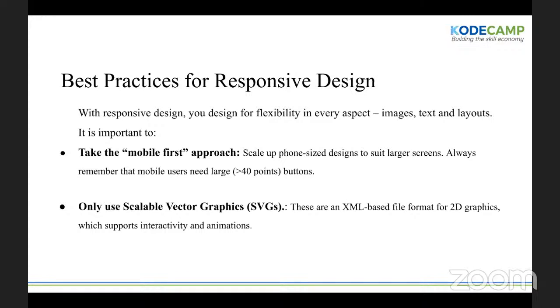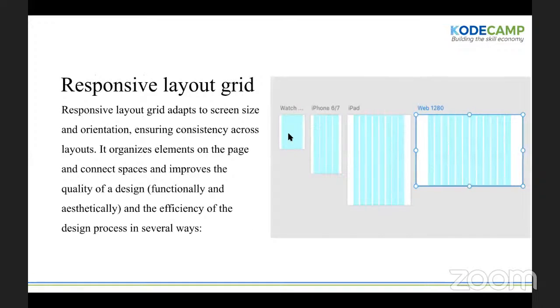So when you're downloading icons from Remix Icons or Iconify or Flat Icons, these are platforms where you can download icons for your project. You're downloading SVG, not PNG or JPEG, right? So these are best practices for designing for responsiveness. Okay, so just like we can see here, responsive layout grids are what make for responsive design, right?